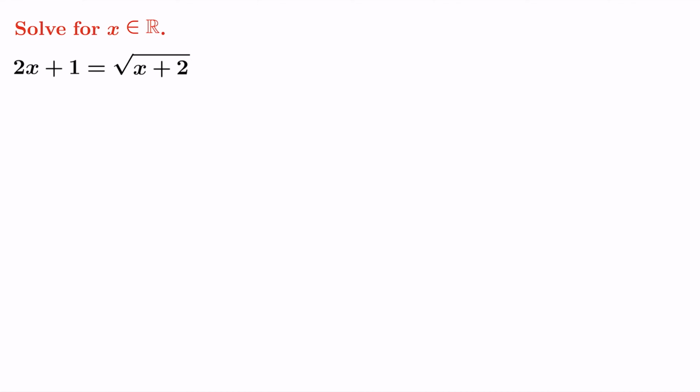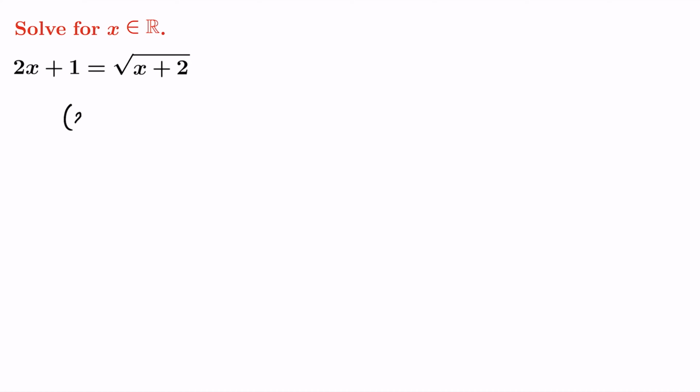The first step in solving a radical equation is to isolate a radical in that equation. In this given equation, there's only one radical and it is already isolated on the right-hand side of our equation. So we can proceed to the next step, and that is to get rid of the square root. We can get rid of the square root by squaring both sides of this equation.